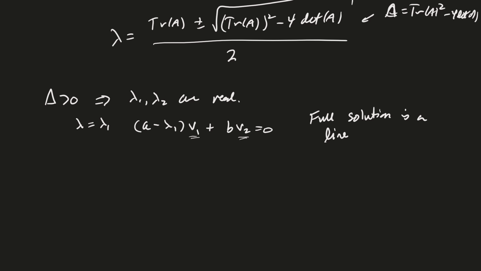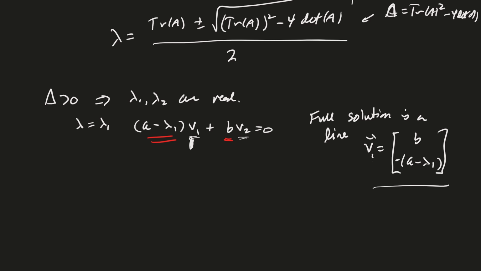So I'm going to flip the coefficients around, put B first and A minus lambda 1 second, and then negate one of them. I usually negate the second one, but that's just an arbitrary choice. And so there's your eigenvector corresponding to lambda equals lambda 1. And I'll put a V1 there. Notice that this is a vector with a scalar value V1.